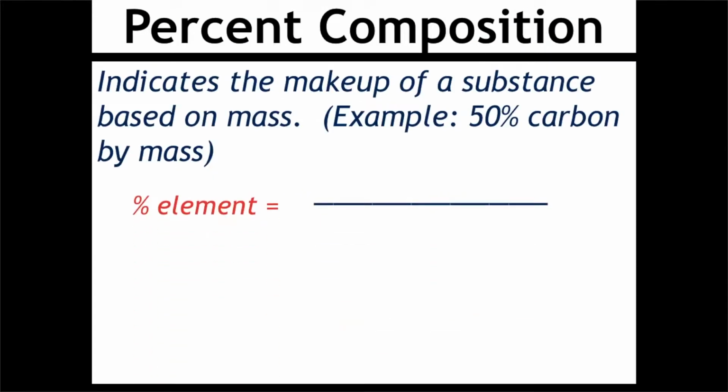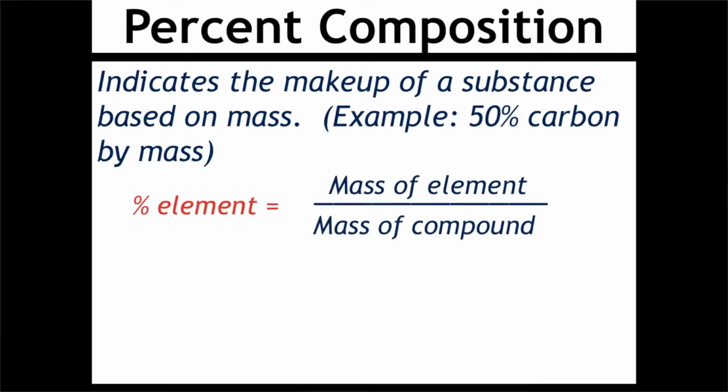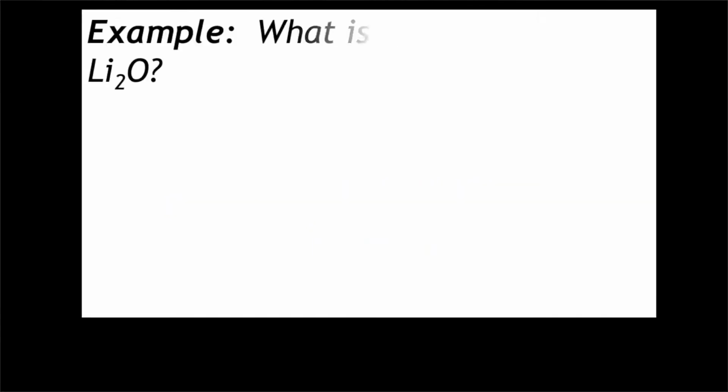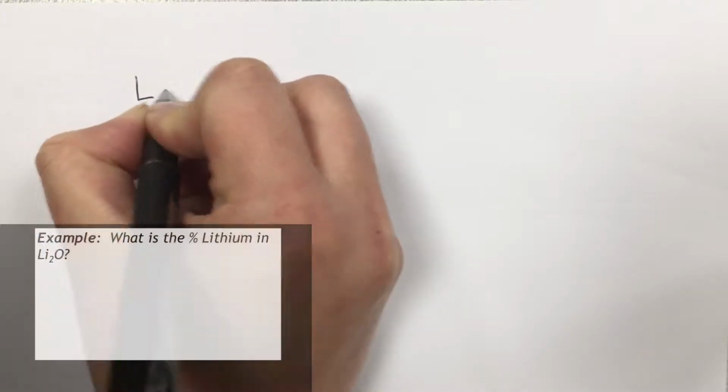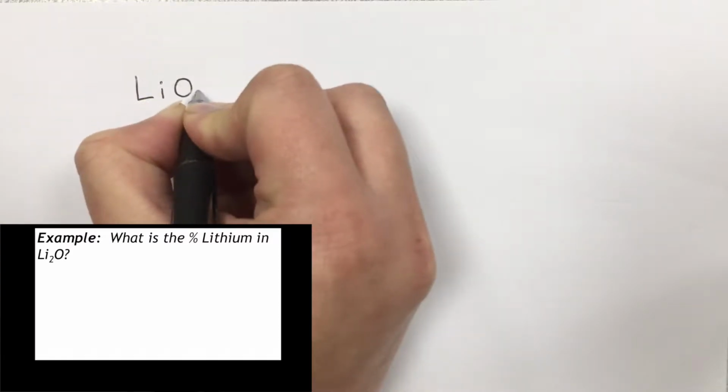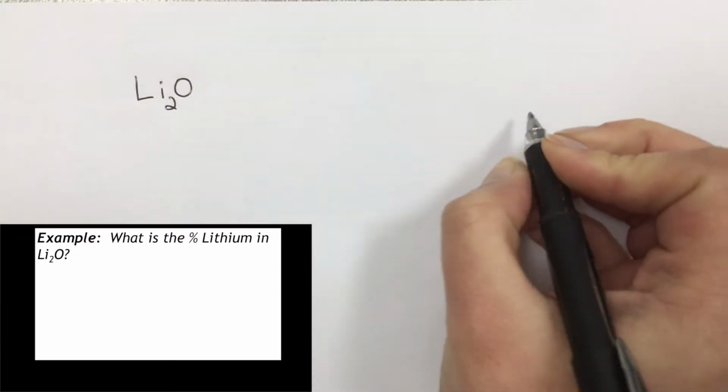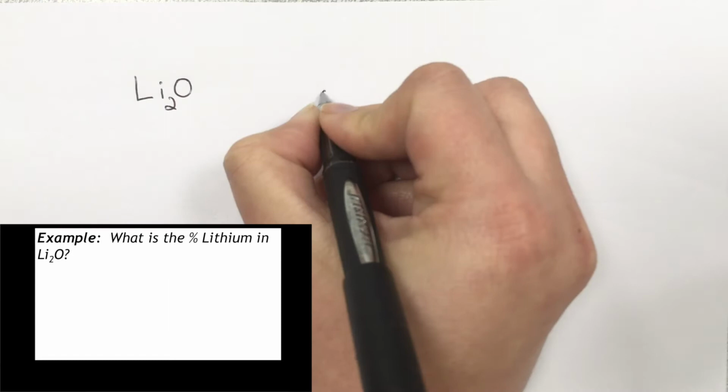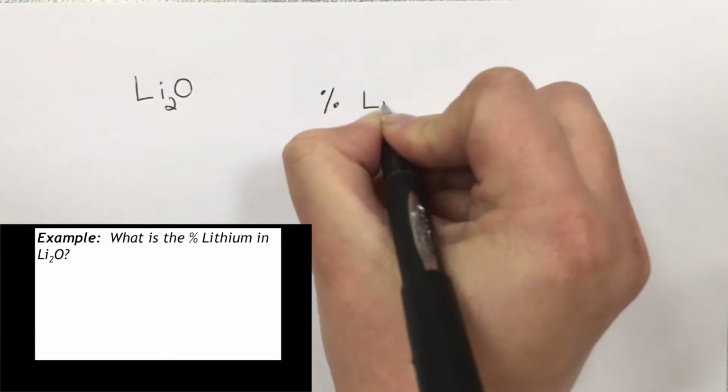So percent composition is just basically the mass of the element divided by the mass of the compound times 100. So let's do our first example. What is the percent lithium in lithium oxide? So we have lithium oxide, and it wants to know the percent lithium.